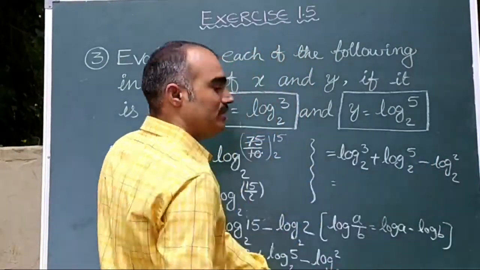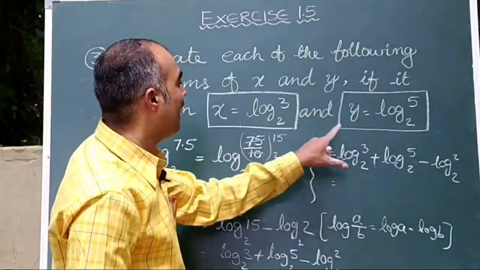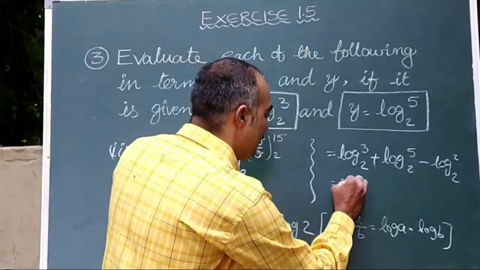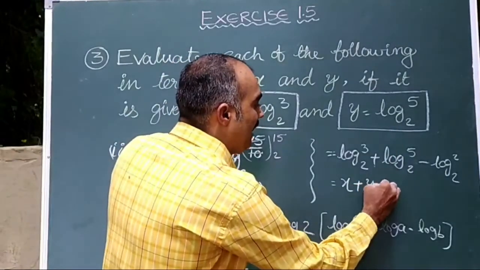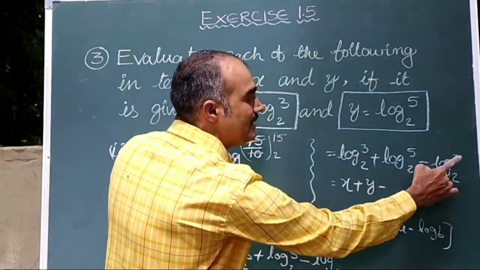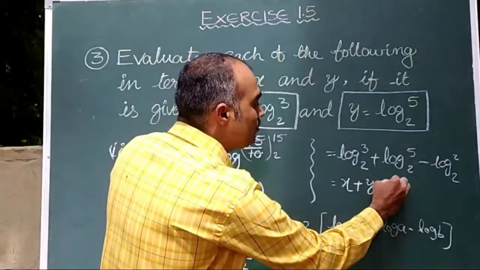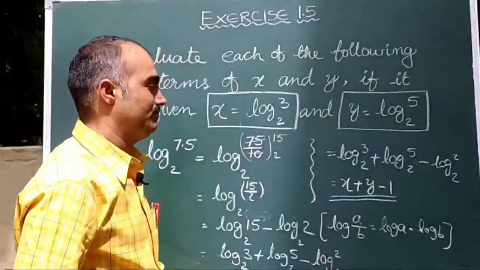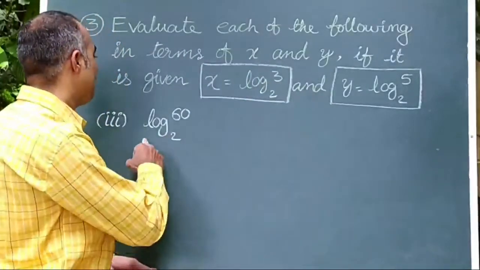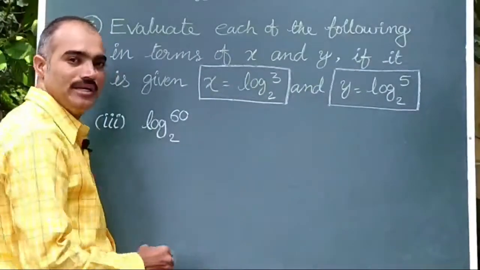From the question, log 3 base 2 can be replaced with x. So, it is x plus this is y, and as I have told you already, log a base a is always 1. So, log 2 base 2 is always 1. So, this is the final answer for this bit. Now, let us see the next bit, that is the third bit, log 60 base 2.